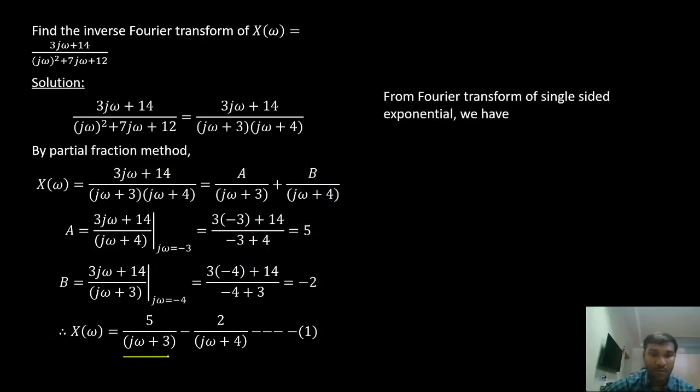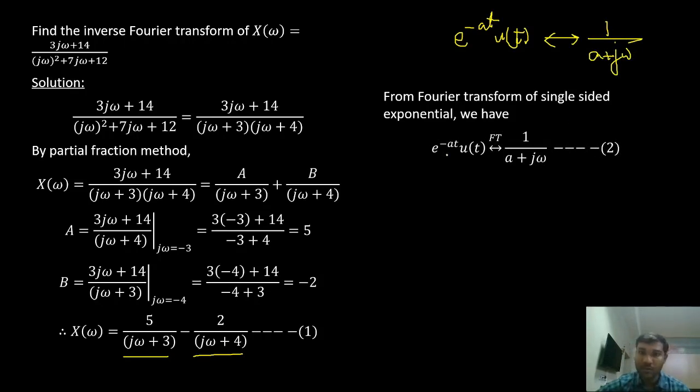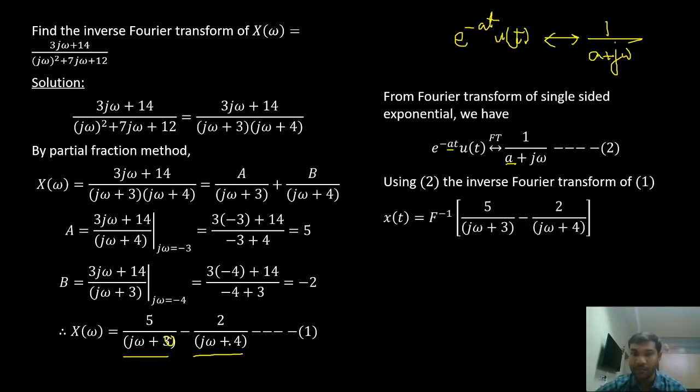this is the standard form we know, right? What is the standard form? e power minus at u of t, the Fourier transform is 1 by a plus j omega. Now in place of a, what can I put? I can put 3, right? If I put 3, I will get the inverse of the first term, and if I put 4, I'll get the inverse of the second term, right?